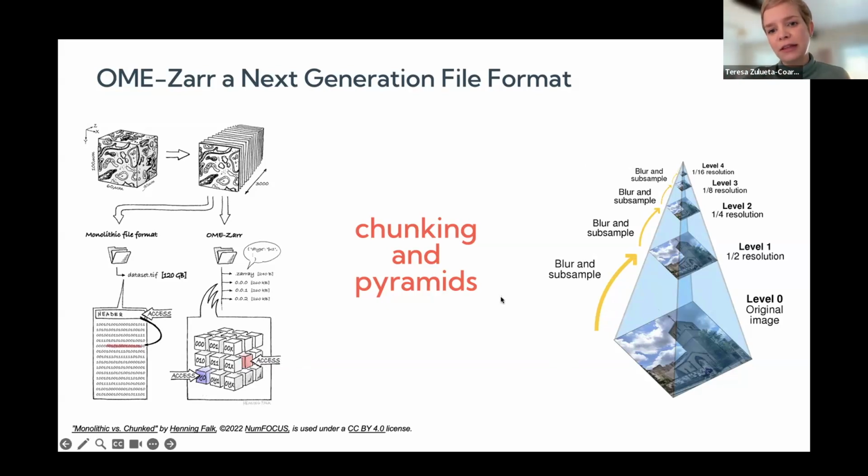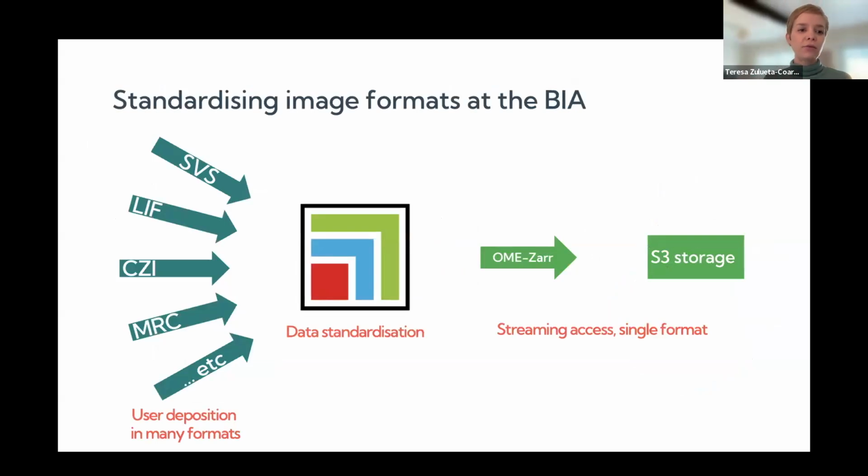So this is a format that is cloud ready, and we decided to start using it in the bioimage archive. For that, what we did was to allow our users to submit in any format that they have, and that's something we will always do to try to facilitate submission to the archive as much as possible. And then what we are doing is to convert a subset of the images of all datasets to OME-Zarr, and then we stage them into fast S3 storage. So with this, we are allowing streaming access to our images in a single format.